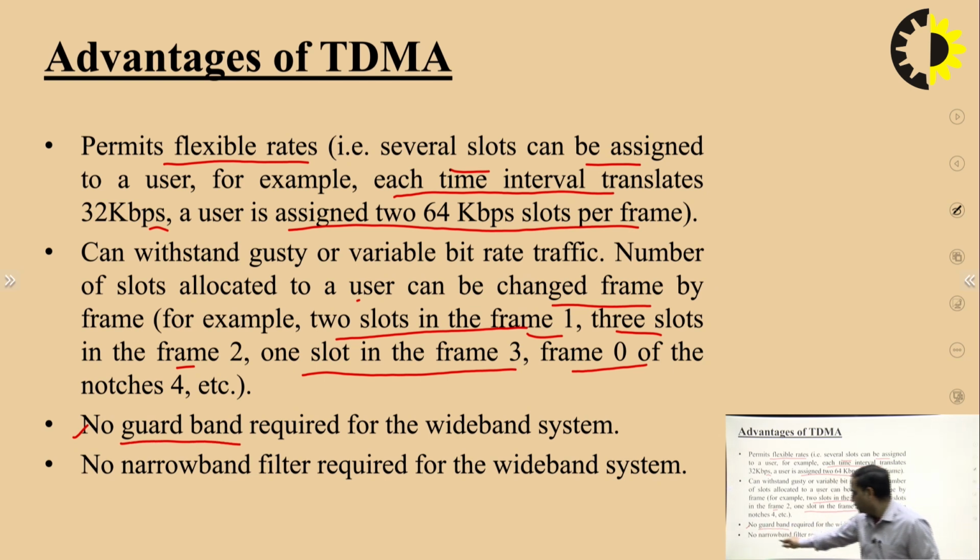No narrowband filters are required for the wideband system in TDMA, but in the FDMA system we require narrowband filters because we have to convert the wideband system into the narrowband system. The wideband frequency has to be converted into different subcarriers, and these subcarriers are spaced by different guard bands. But all these things are not there in the TDMA system, so it is very beneficial in that case.